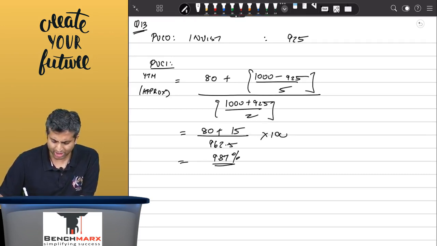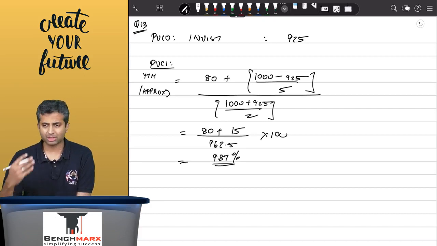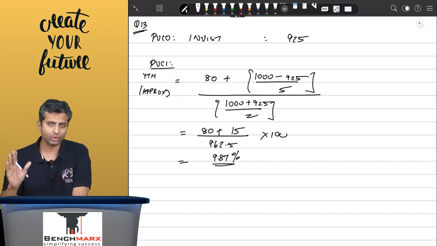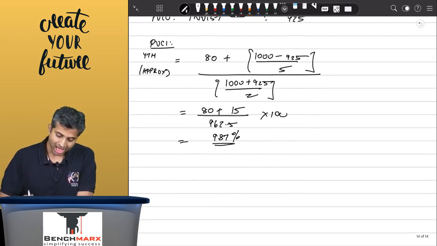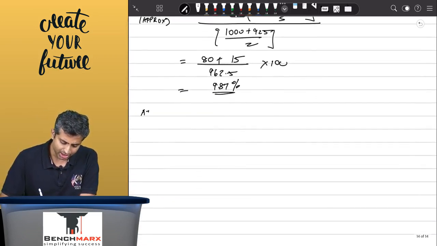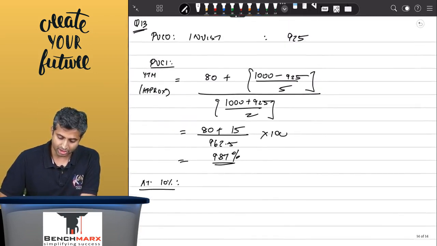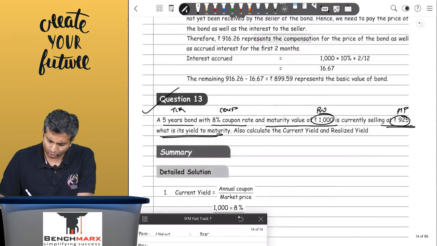9.87%. You don't even need to show this to the examiner, but it will act as a starting point. In other questions you had some other guiding points; here there is none, and hence we will say the closest to this is 10%. So let us start at 10%, in which case what is the coupon rate?